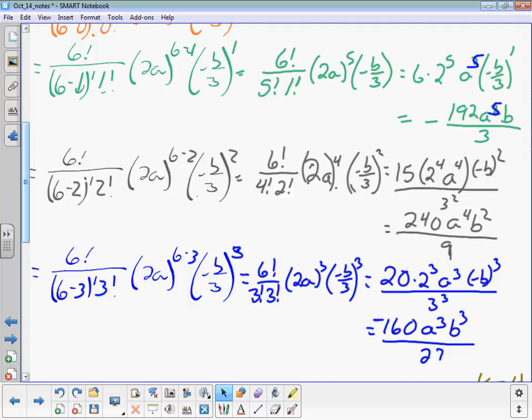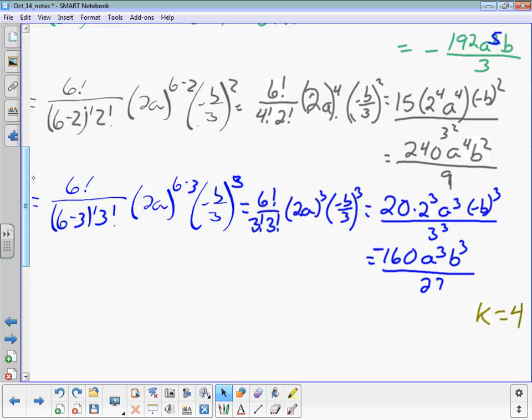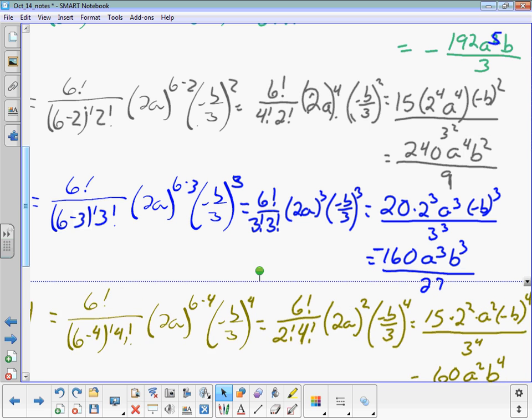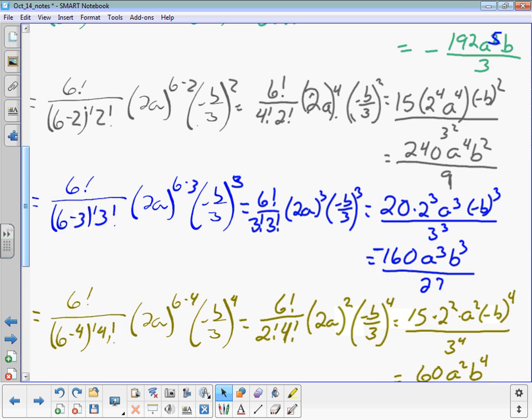Well, now I do the same thing again. This time when k is 4. I run it all the way through the system again. So I put the 4 in for the k. So I got 6 factorial over 6 minus 4 factorial times 4 factorial. I got my 2a in parentheses. I got 6 minus 4. I've got negative b over 3 in parentheses to the 4th power. So I've got 6 factorial over 2 factorial times 4 factorial. The 2a is now to the 2nd power. The negative b over 3 is to the 4th power.